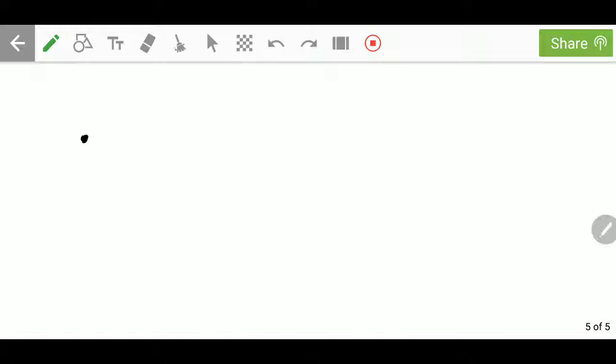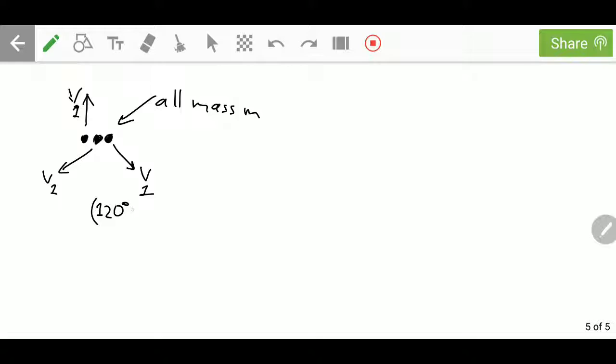And so one thing we could do is that, let's say we have 3 particles, all of mass m, then we could draw 2 different scenarios, one in which they move something like this. So we could have V, V, and V, and so they're all mass m. And again, this is a 120-degree angle.